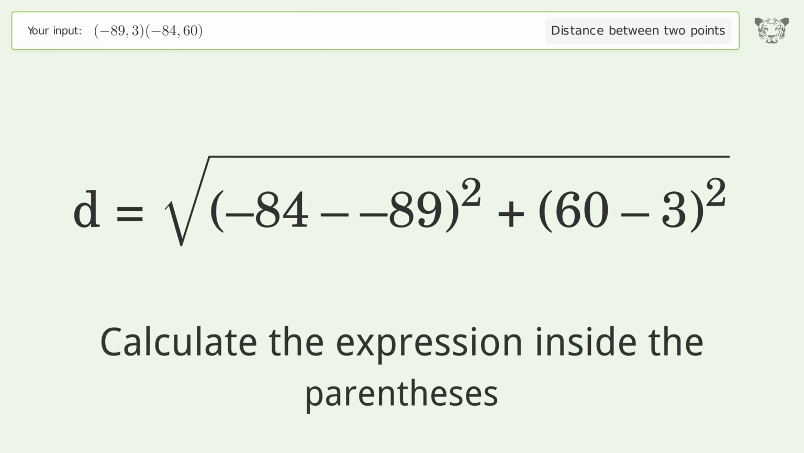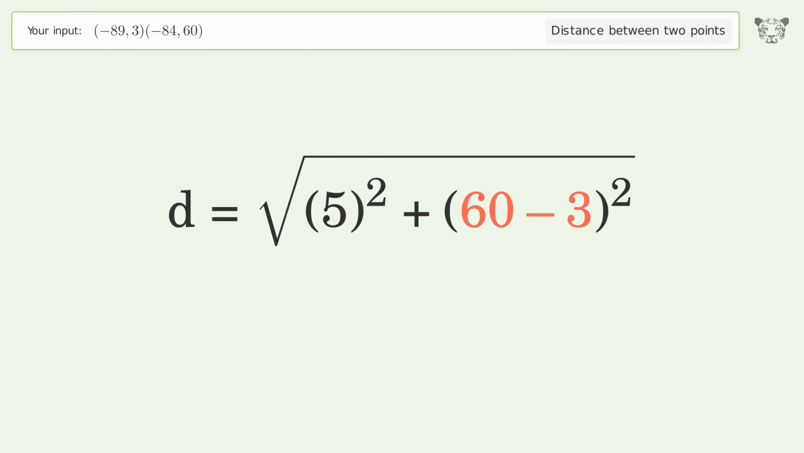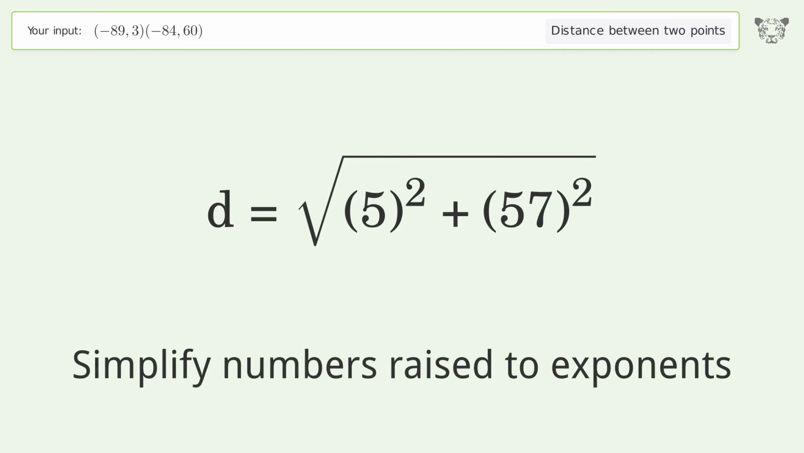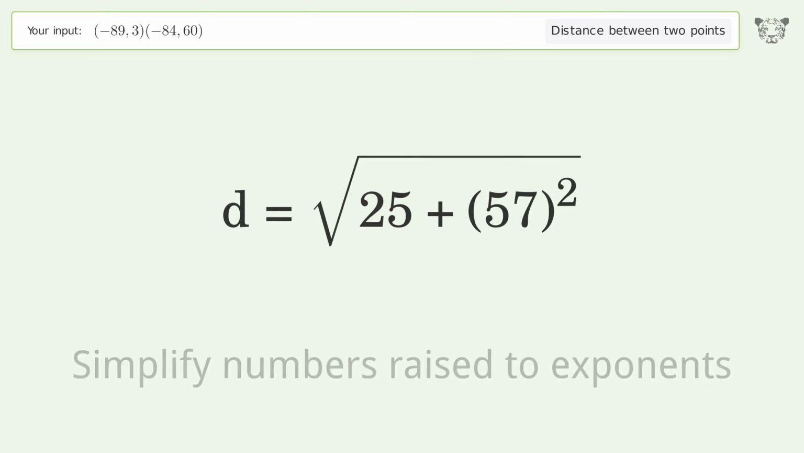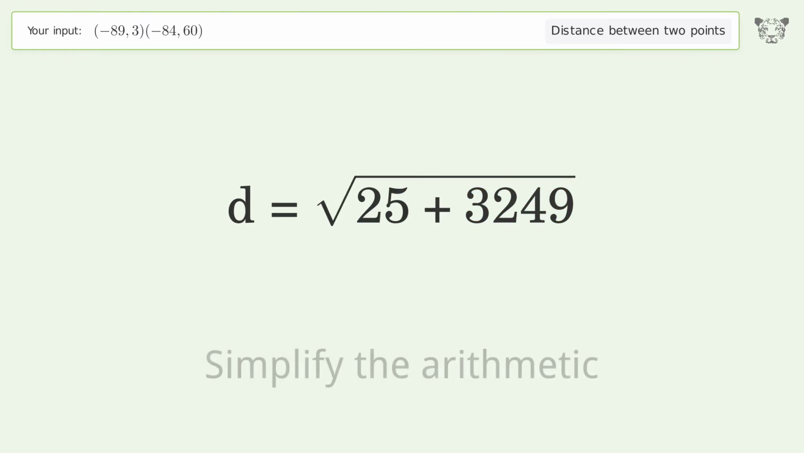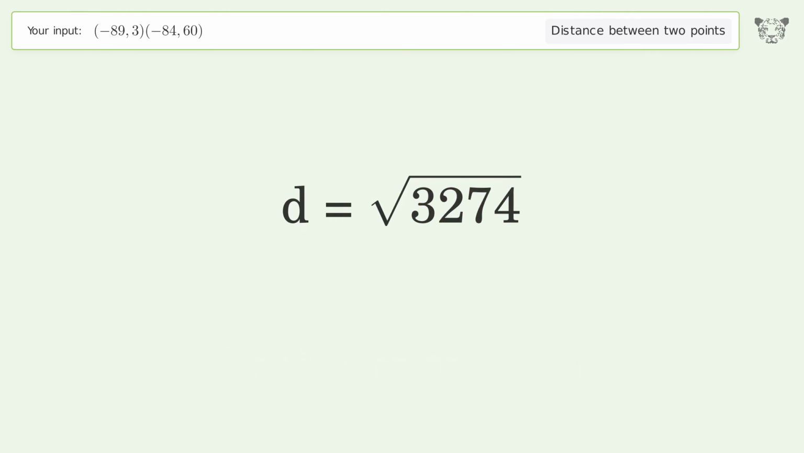Calculate the expression inside the parentheses. Simplify numbers raised to exponents. Simplify the arithmetic. And so the distance between the 2 points is the square root of 3,274, or 57.219.